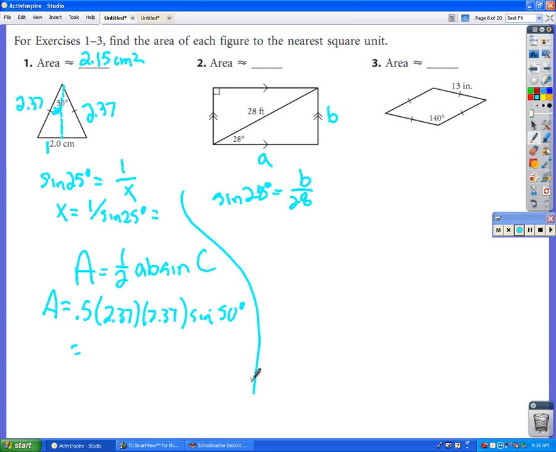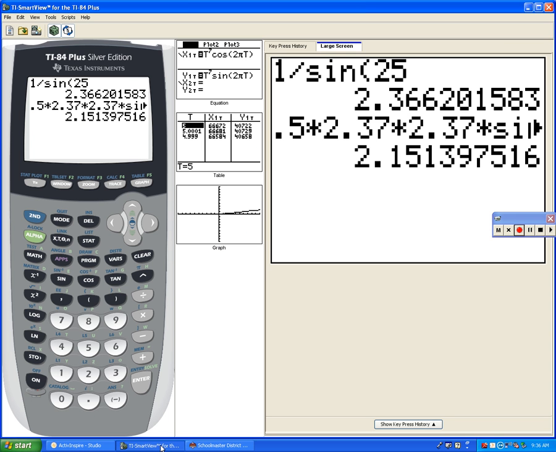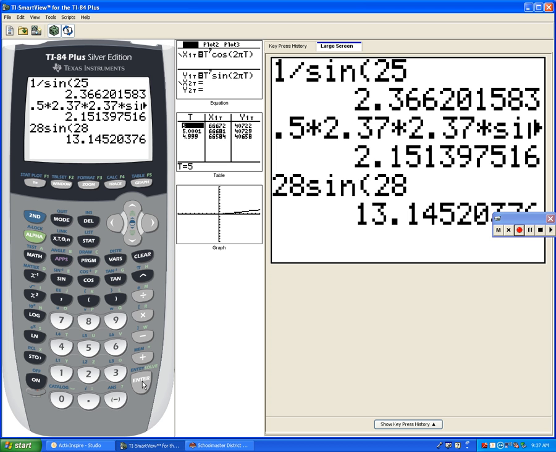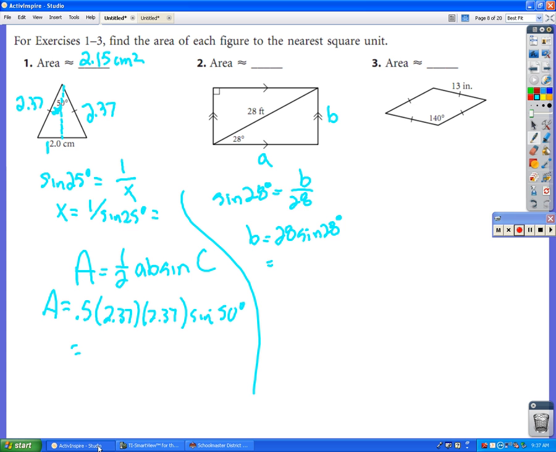Do I multiply or what? Okay, so B is equal to 28 times the sine of 28, which is 13.15. Okay, so this side right here is 13.15.